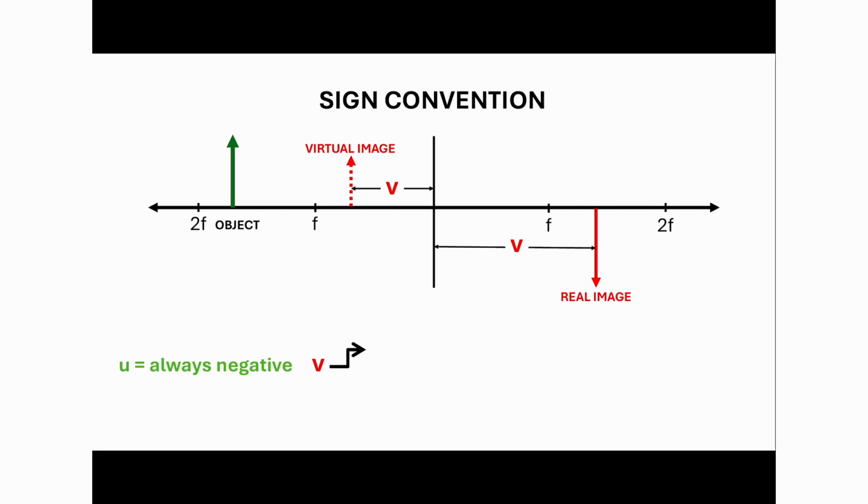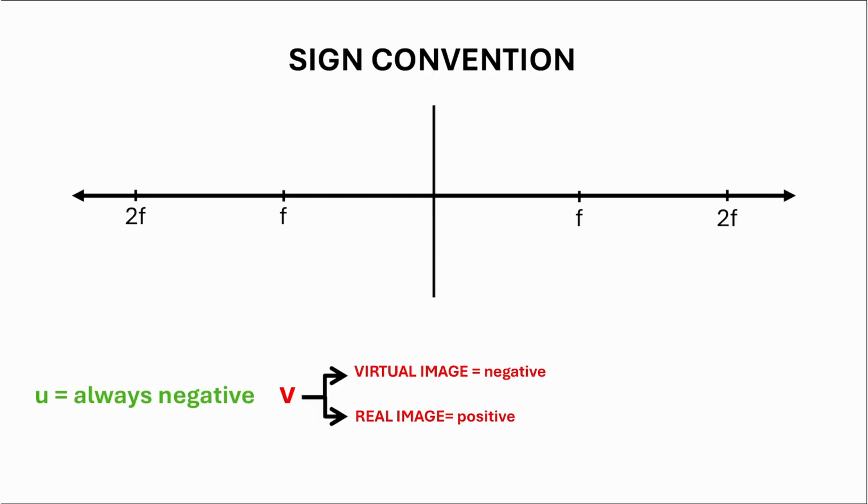In case we get a virtual image and it is on the left side, the sign of v will be negative. Whereas if it is a real image, it is on the right side of the lens, so the sign of v will be positive. Next, we will deal with focal length. If it is convex, since it is on the right side of the lens, it will be positive. And if it is concave, since it is on the left side of the lens, it will be negative.